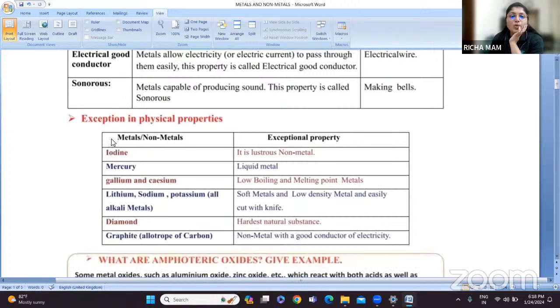Fine. Now, what are the exceptions in physical properties? It is not that all the metals show these properties. There are some metals and non-metals which have exceptional properties, and they do not follow the usual category of metals and non-metals. Then what is the exception in physical property, students?